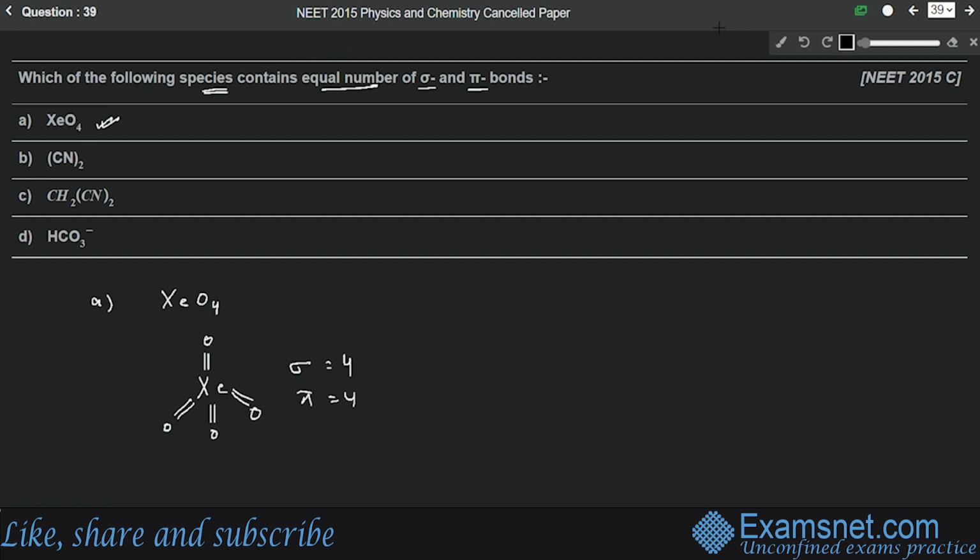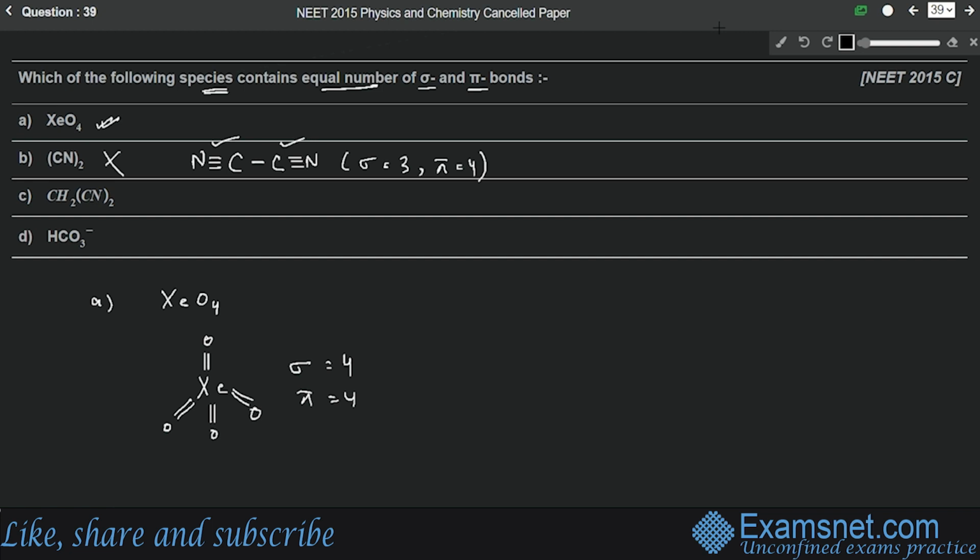Let's check others. Second one is C2N2. So 2 carbons and 2 nitrogens. So carbon-carbon single bond. Then each carbon has a triple bond with nitrogen. So here the number of sigma bonds is 3 and the number of pi bonds is 4. 2 here and 2 here, 4. So it is not equal. So this is not the correct answer.